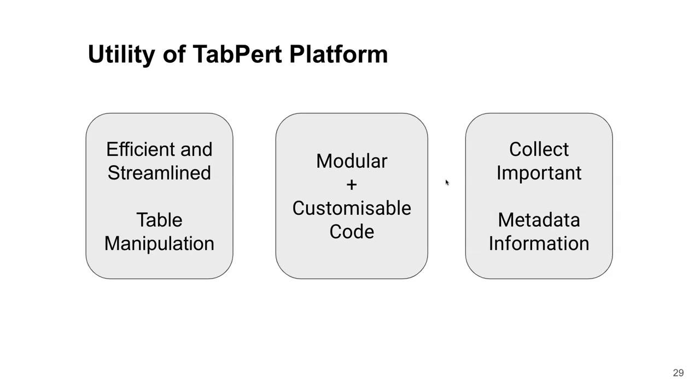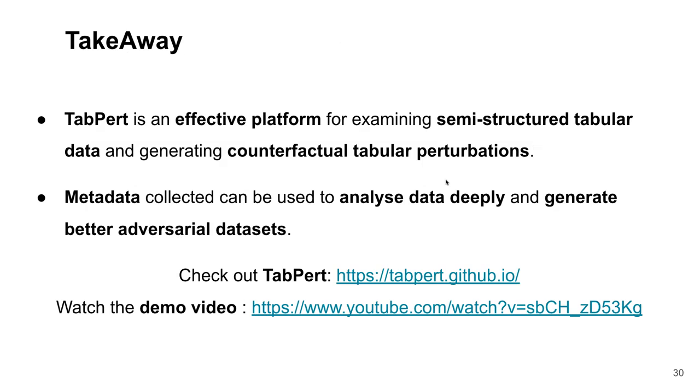So overall, the utility is that we have a model and customized code. We have an efficient and streamlined process for table manipulation and the corresponding sentence manipulation. We collect very important metadata which we can use for analysis later. So finally, we provide you TabPert, which is an effective platform for semi-structured tabular perturbations, which can be used to create adversarial datasets. The metadata which we collected can be used to analyze which strategy is better, and also how the model is failing, where its weak cases are, and so on.